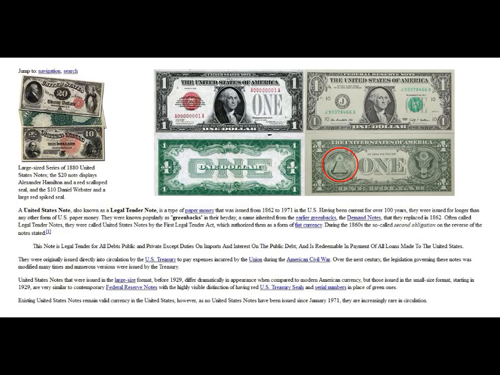Let's see, large size series of 1880 United States notes. The $20 note displayed Alexander Hamilton and a red scallop seal. Wow. Alexander Hamilton and a red scallop seal. And the $10 Daniel Webster and a large red spiked seal. Oh, so those are the old style ones up there in the corner on the left.